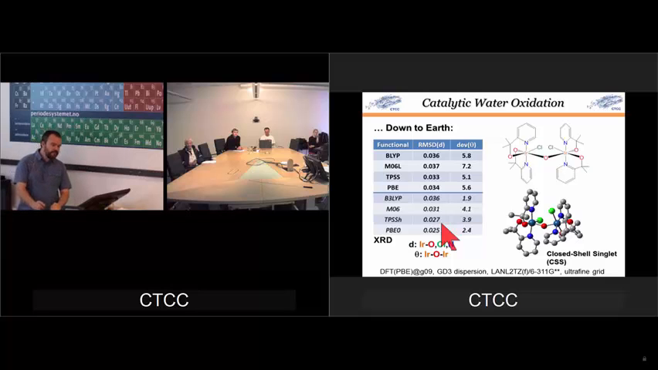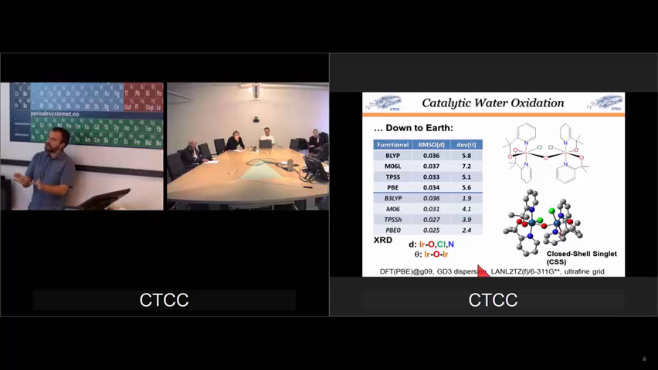Also, another interesting feature of this compound is that it has this bent or angular oxo bridge. So this theta angle is the angle between iridium, the oxo, and the other iridium, so it is this angle up here. So we also looked at the deviation, and in general, the deviations are quite low, below 6 degrees.